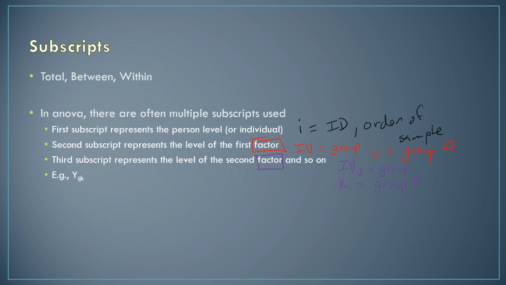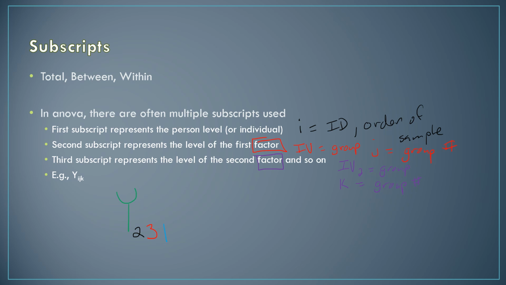To give you an example, here's our outcome variable, and this would be for individual number 2. Whether that's the order of our sample distribution or their ID, 2 is the designation for this individual. This individual is in group 3 for the first factor, and they are in group 1 for the second factor. Then you would get this outcome value for each one of the individuals in each one of your groups.